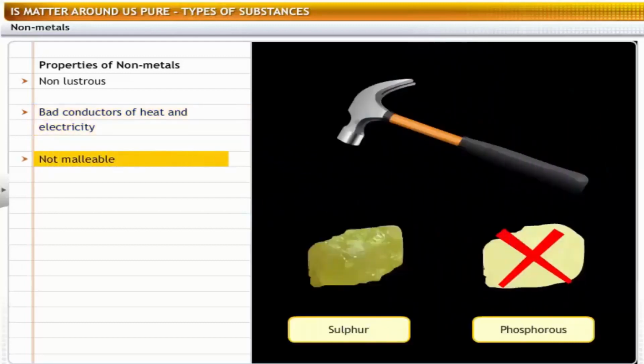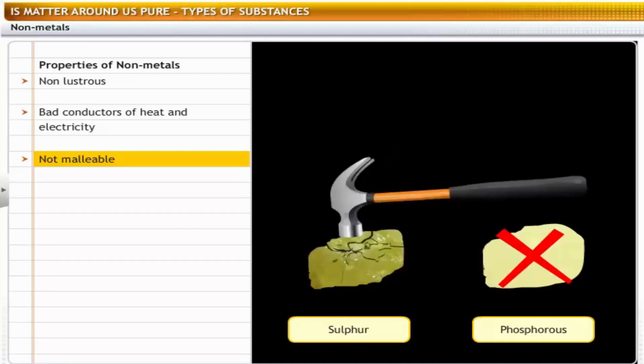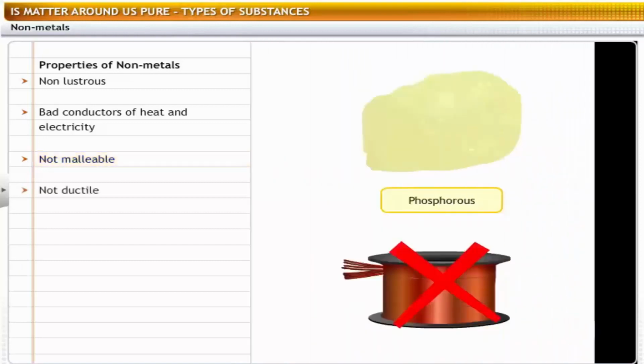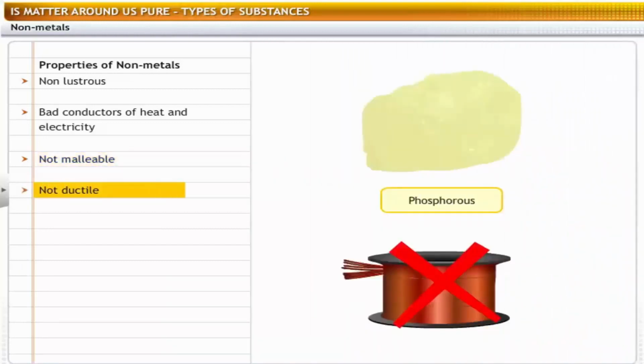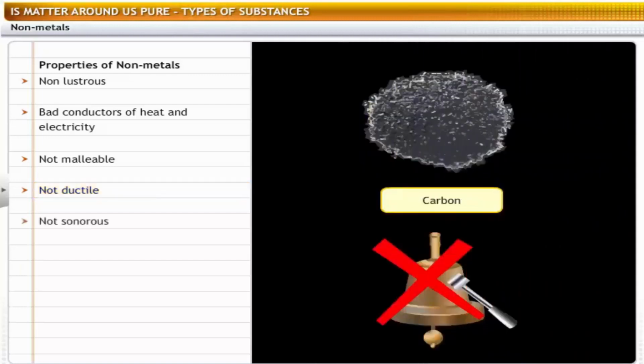They are not malleable. They cannot be drawn into sheets. For example, sulfur and phosphorus. Nonmetals are non-ductile. They cannot be drawn into wires. For example, phosphorus. They are not sonorous. When hit by any hard substance, they do not produce any sound. For example, carbon.